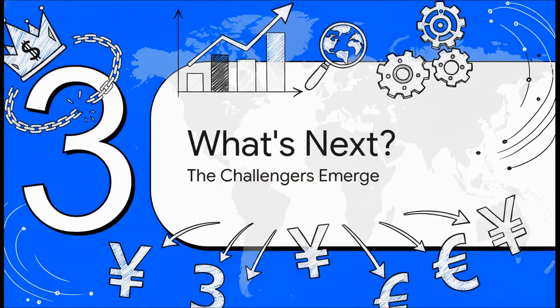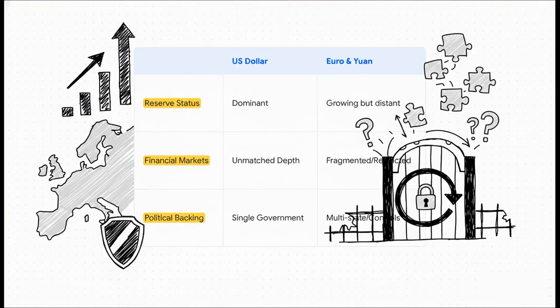So this all leads to the big question. Is this going to last forever? I mean, nothing does, right? People have been talking about potential challengers to the dollar's throne for years. So let's take a quick look at who's actually in the running. The two names you always hear are the euro and China's yuan. But here's the thing. They each face some pretty big hurdles.